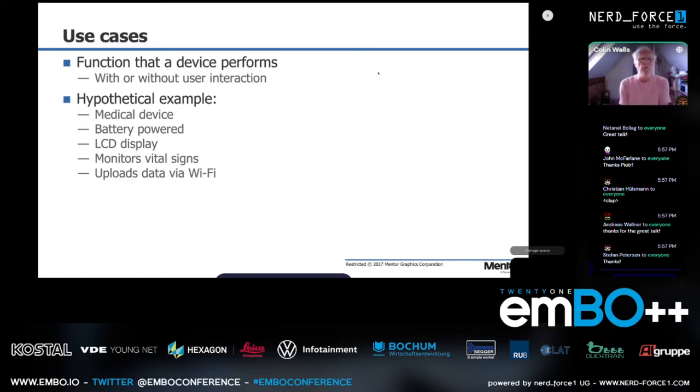And I thought a good way to illustrate this is to invent a hypothetical device and figure out how it might work. Now, this device, as I say, it's hypothetical, but it's fairly believable, is a medical device. It's battery powered. It has an LCD display. And what it does is it monitors the patient's vital signs, and it will upload that data using Wi-Fi so that their doctor can see it.